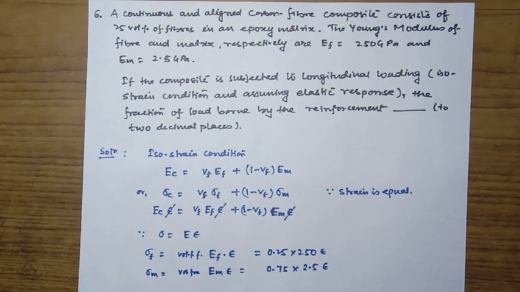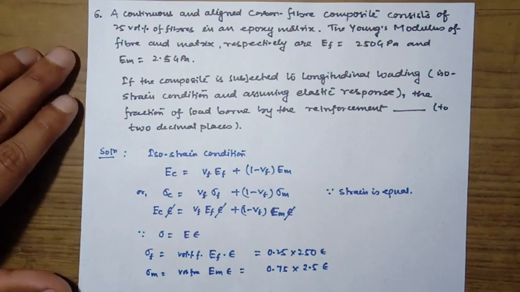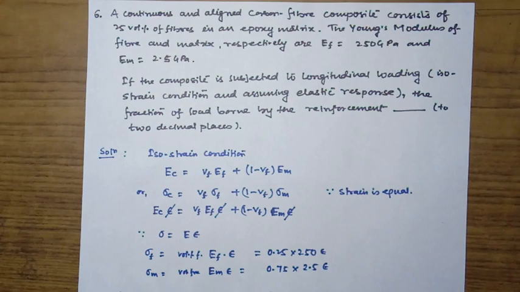It is a continuous and aligned carbon fiber composite consisting of 25 volume percent of fibers in an epoxy matrix. The Young's modulus of fiber and matrix respectively are: E_F equal to 250 GPa and E_M equal to 2.5 GPa. If the composite is subjected to longitudinal loading, that is isostrain condition, and assuming elastic response, the fraction of the load borne by the reinforcement is.